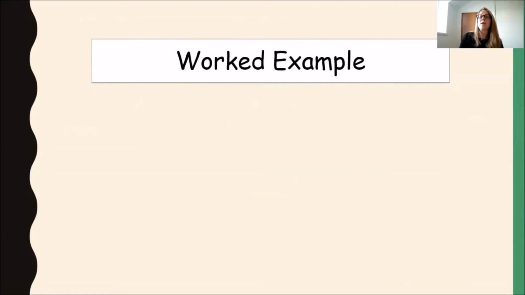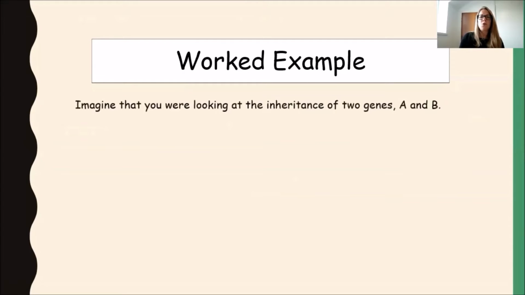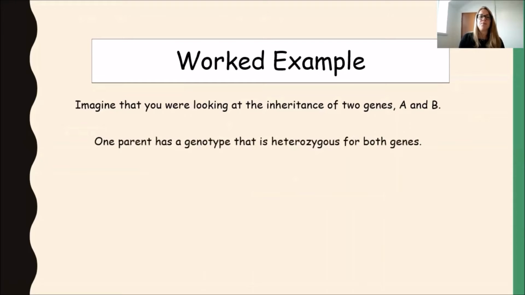We are going to do a worked example together. So you'll probably want to write this down as we go through it. And then I'm going to give you an opportunity to do one by yourself to see if you can do it. So imagine that we are looking at the inheritance of two genes, A and B.